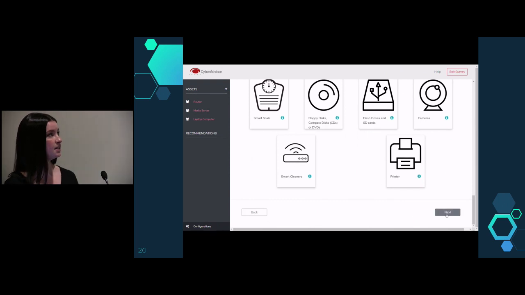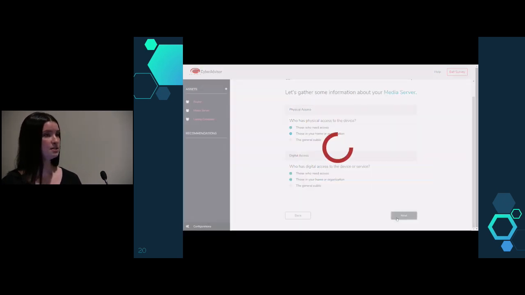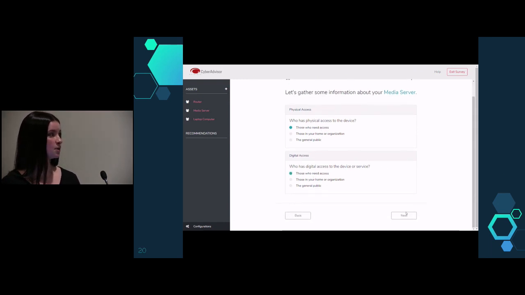You can see how they're populating on the left navigation, just to keep some sort of sense of where you are. So the first asset we selected was router, and you can answer questions here about the router that you have in your home, security questions, and then there are questions about your media server, with some linear navigation at the top, moving forward. And the UI here is very straightforward, simple.